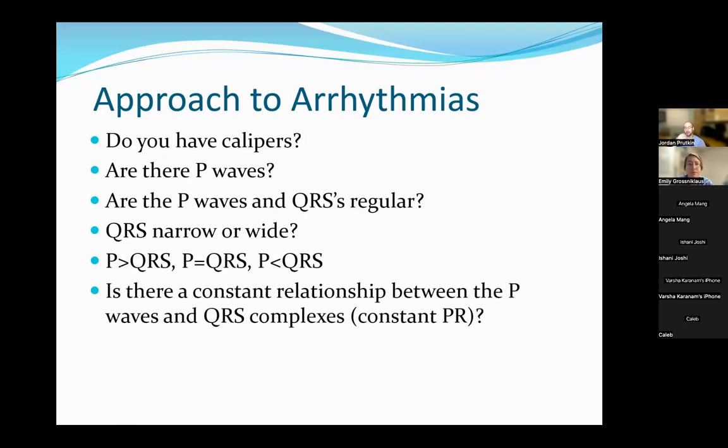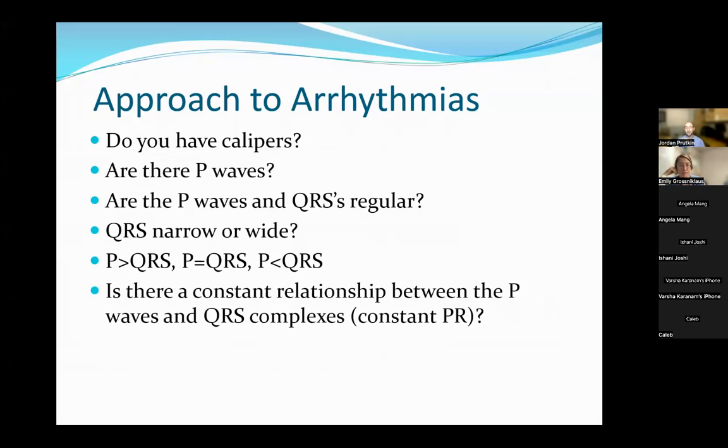How I approach arrhythmias. So first question is, do you have calipers? And I am an electrophysiologist, so of course the answer is that I have calipers. But it is the best way that you're going to be able to manage your arrhythmias. I recognize that I don't wear a white coat anymore, and many of you may not, so you may not have the pockets to be carrying these things, but if you have calipers, it's always more helpful.